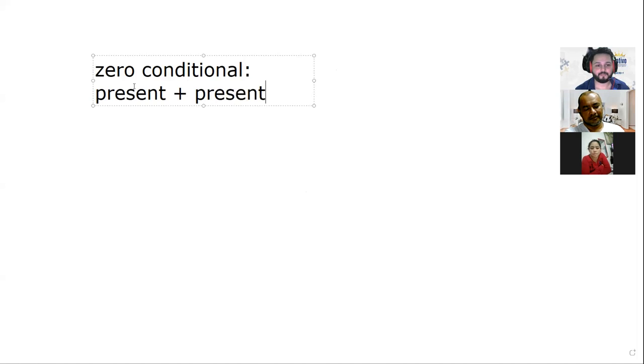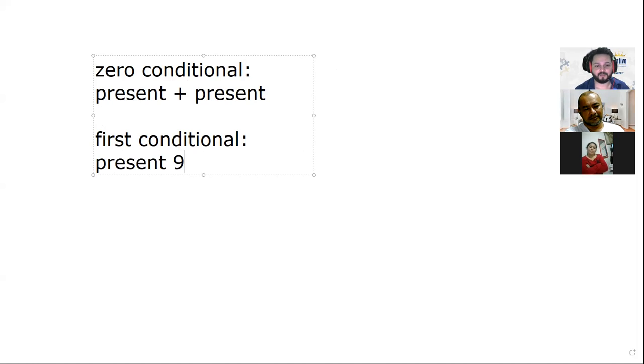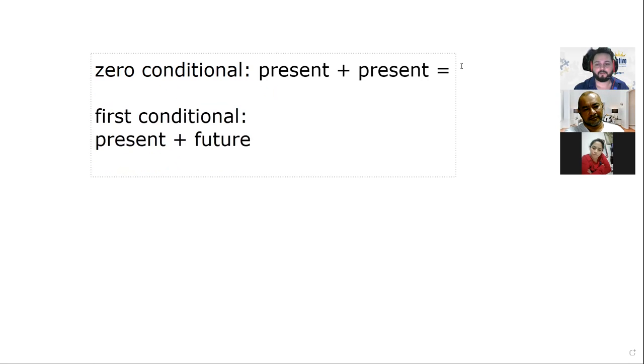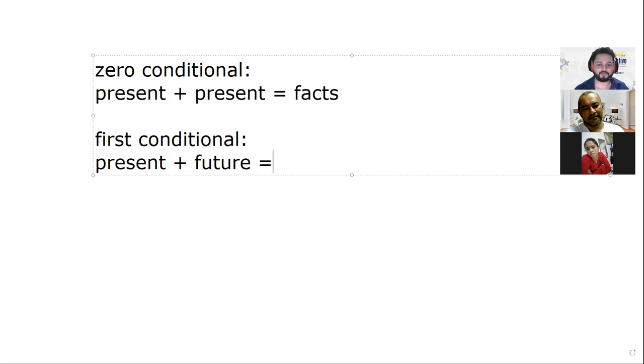And first conditional, right, is present plus future. ¿Por qué? Porque aquí, cuando estás present plus present, you're talking about facts. And right here, you're not talking about facts anymore. Right here, you're talking about possibility.